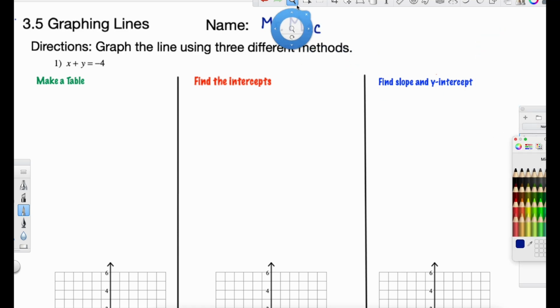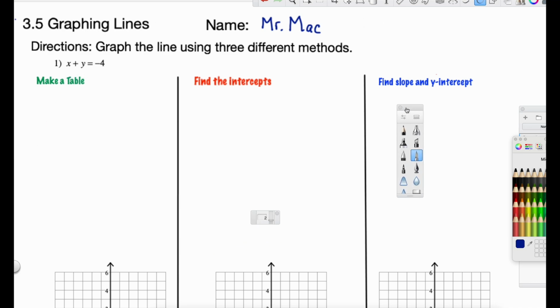First thing I want to talk about is the different methods that we know how to graph lines with. One is make a table, another is find the intercepts, and another is find slope and y-intercept. So let's start off with make a table. If we're given an equation, we can always just make a table of values.